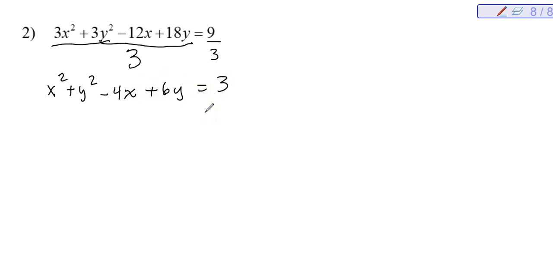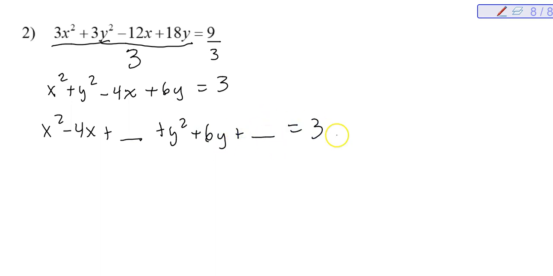Yes? Okay, and you know what's nice is this 3 is already on the other side of the equation. That's part of our radius squared. Now we're going to rearrange, put our x's together, and as we put our x's together, we'll leave room to finish that out. So we're going to show x squared, that should be a minus, x squared minus 4x plus a space, plus y squared plus 6y plus a space equals 3, plus those 2 spaces that I added to the left, keeping our equation balanced.